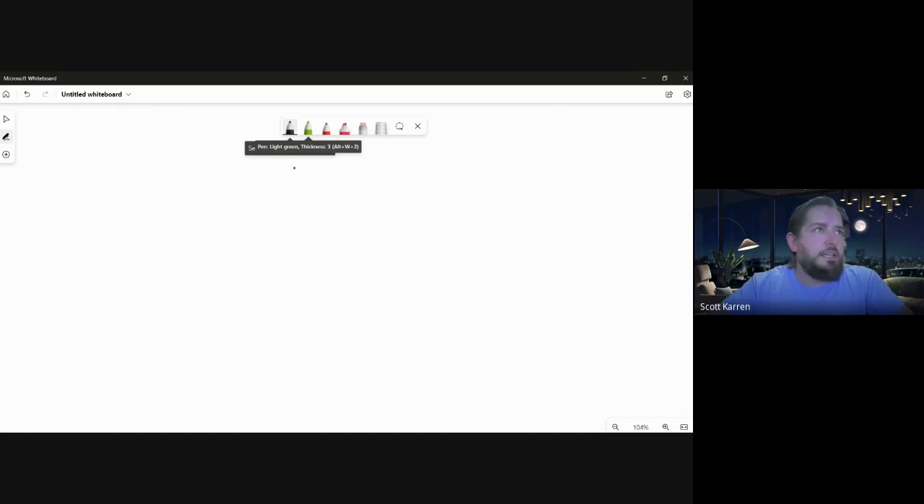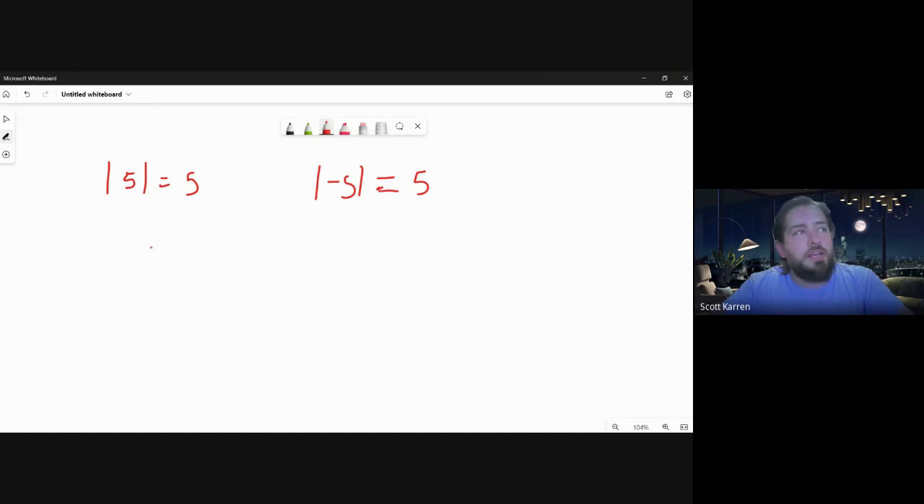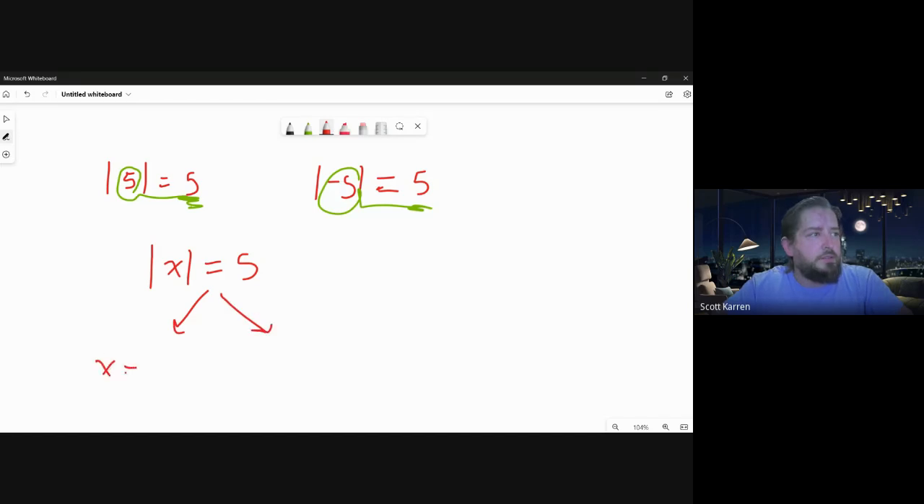So the absolute value of 5 is 5, and the absolute value of -5 is also 5. If I have an equation that comes down to the absolute value of my unknown number is 5, what could those possible values of x be? Well, I have them right here. This tells us that x is either equal to 5 or x is equal to -5. Those are my options.